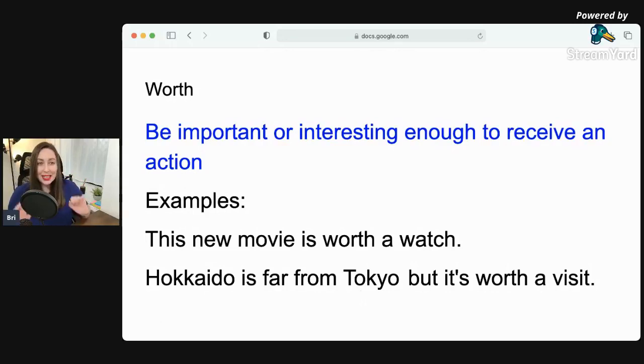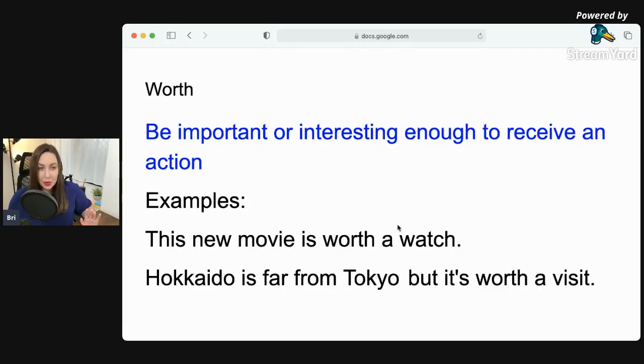Okay. Now we have a different kind of value. This does not have anything to do with money. Okay. But if something is important or interesting enough to receive an action. Okay. So this new movie is worth a watch.